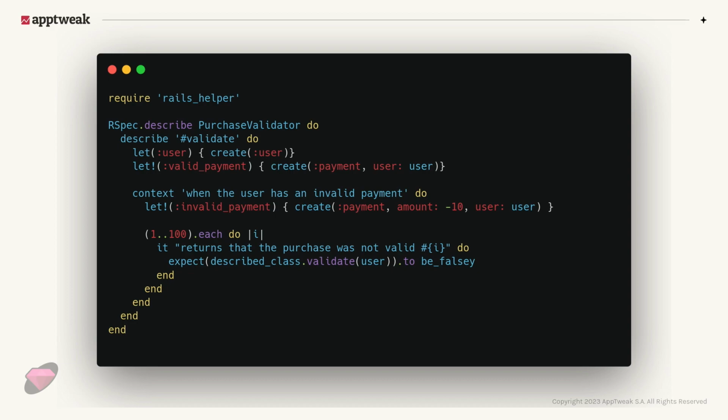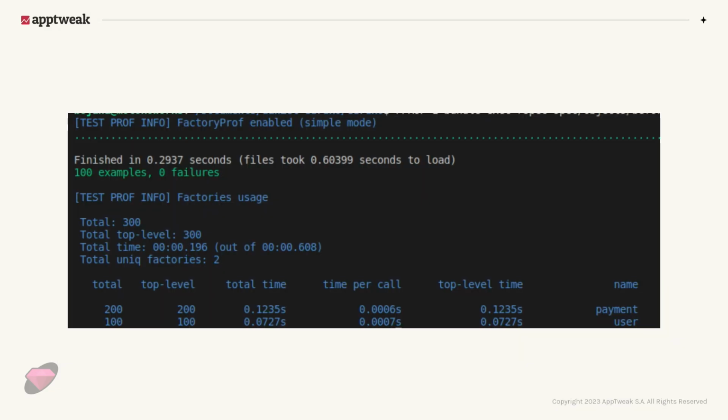And in here, if you run it like this with lets, you will see that the test profiler will tell you something like this. You're using your factories 200 times, right? Because you're building things every single time that you iterate. And you can see that the execution time is 0.3 seconds, right? And actually, the whole thing took 0.9 or something like that if you add the time it takes to load the files.